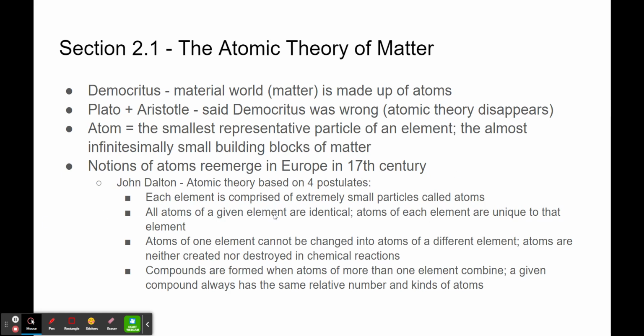All atoms of a given element are identical, and atoms of each element are unique to that element. Atoms of one element cannot be changed into atoms of a different element. Atoms are neither created nor destroyed in chemical reactions. And compounds are formed when atoms of more than one element combine. A given compound always has the same relative number of kinds of atoms.